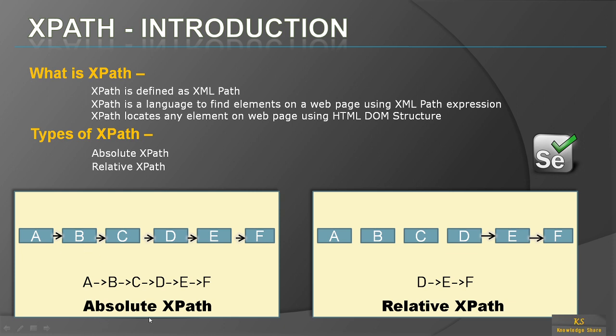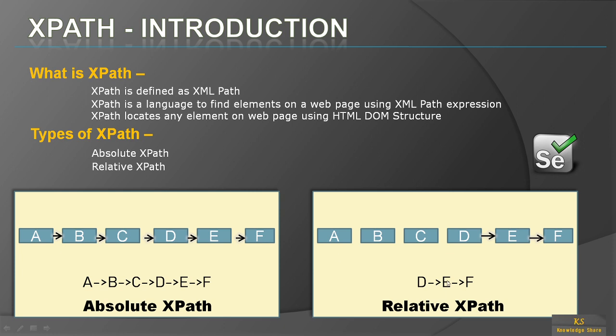So what is this absolute XPath? Say this is my source and this is my destination. I want to reach my destination F. So how do I reach that? I can do it in two ways. I can start from A and navigate to B, then to C, then to D, then to E and then to F. So this is one absolute XPath. You have to navigate to each and every node, right?